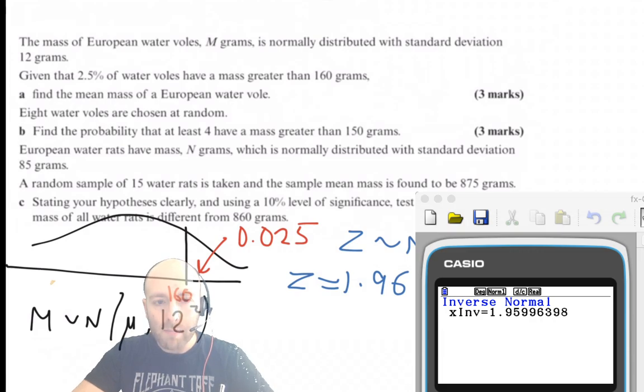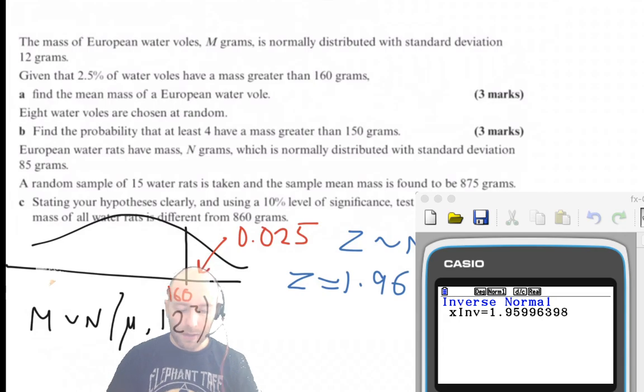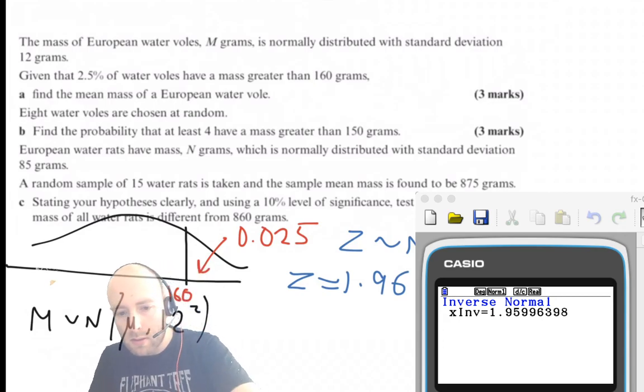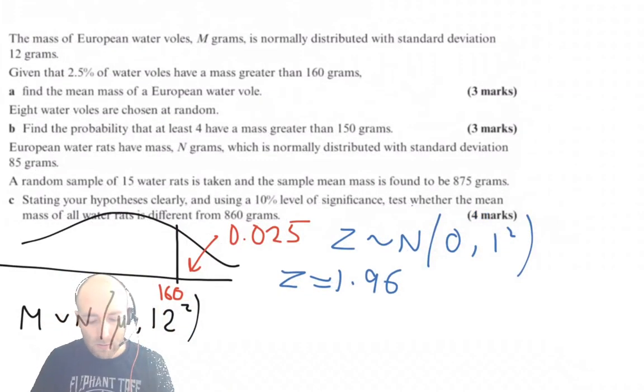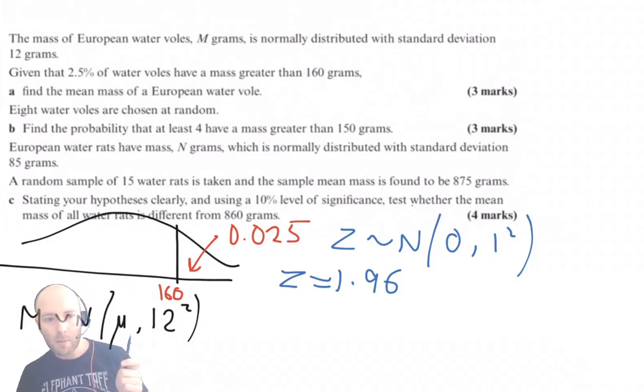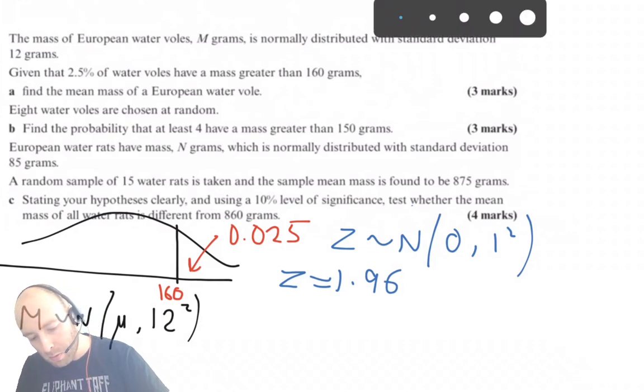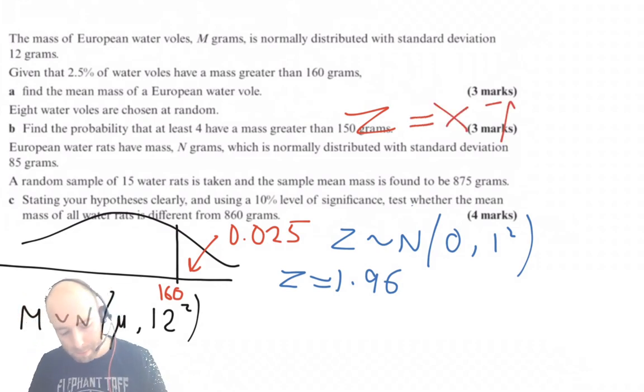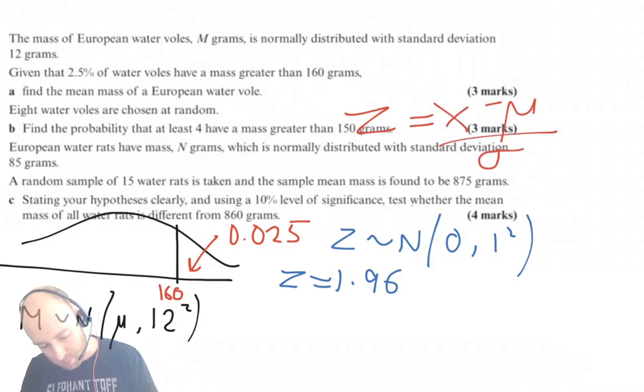Cool, okay. So with my Z value, we're then going to code this to try and find out what our mean is. So using Z equals X minus mu over sigma, so 1.96 equals X, which was 160.